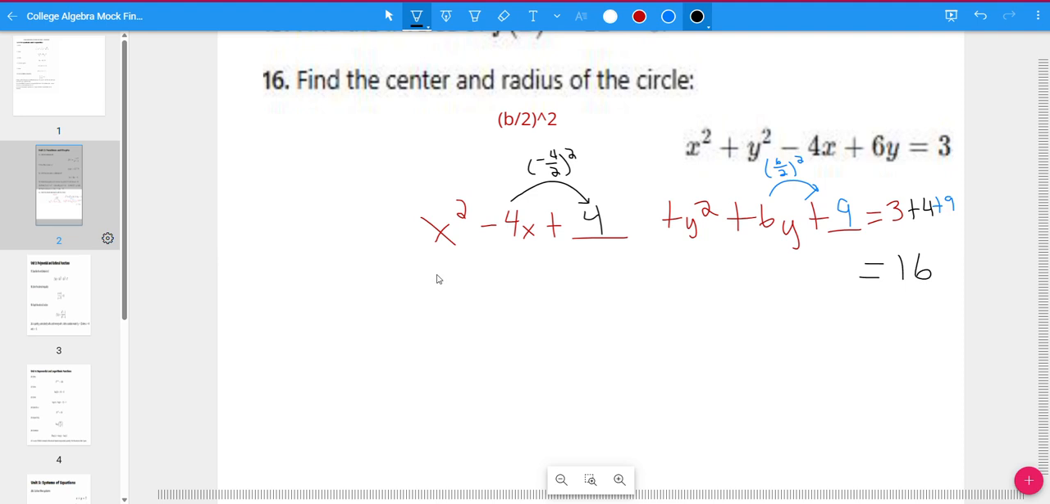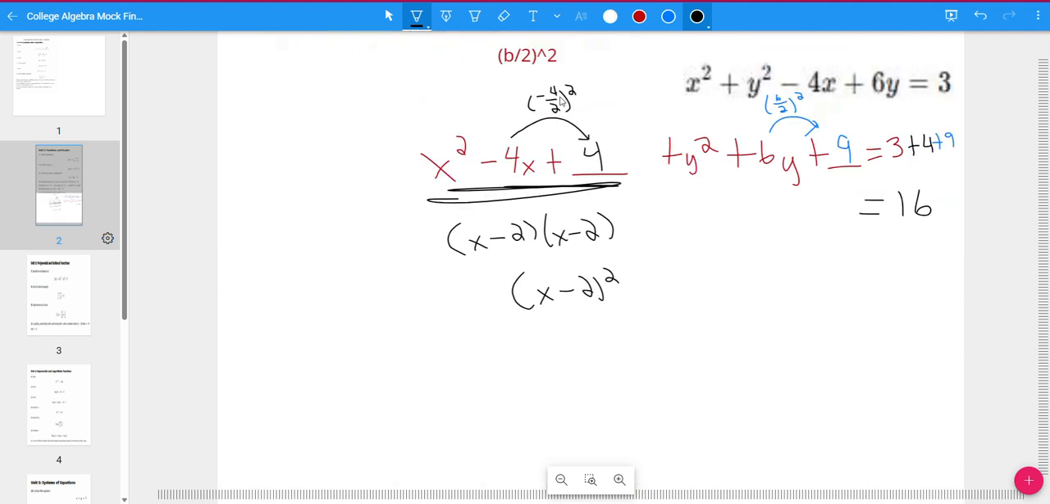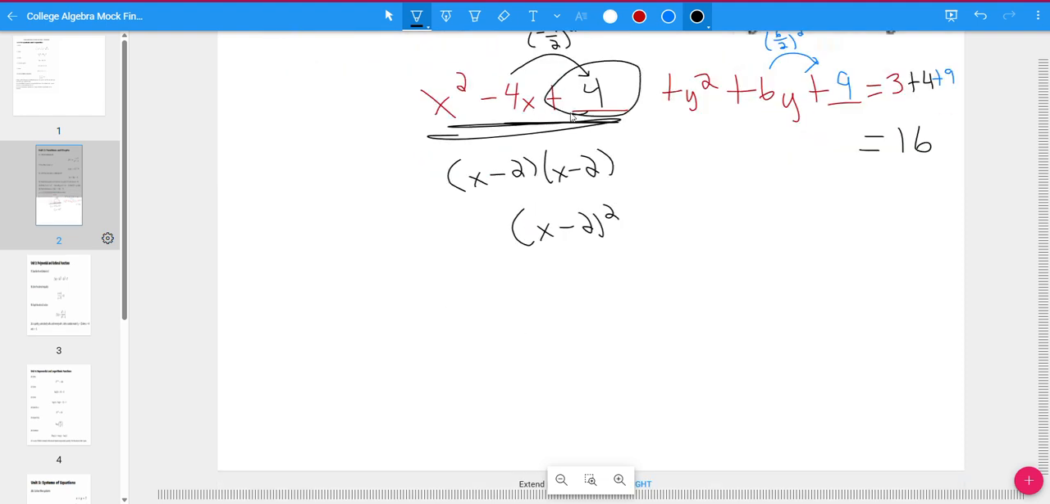And now, let's factor out this one right here. What adds to negative 4 and multiplies to 4? Well, that's x minus 2 times x minus 2. How else could we write that a little shorter? x minus 2 squared. And that's the whole point. That's why we did that b over 2 squared thing. That allows us to factor and write it as a squared term. Because remember, it's always going to be x squared and y squared in parentheses for a circle equation.